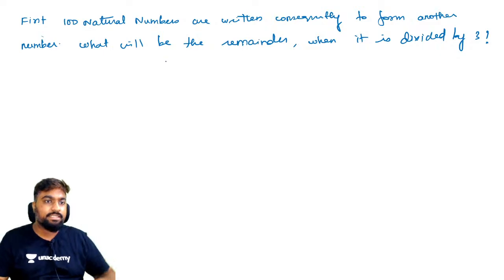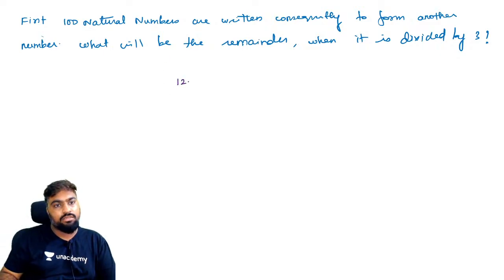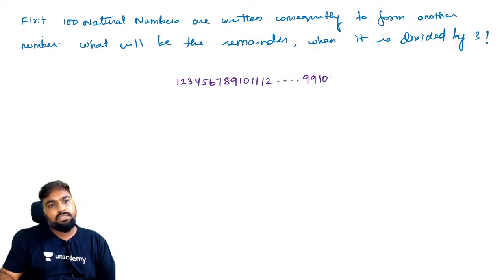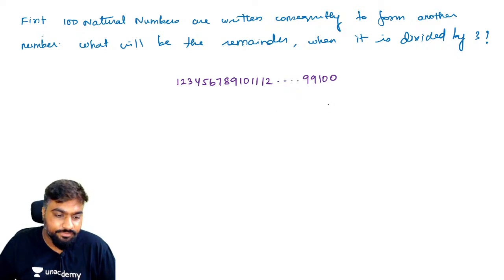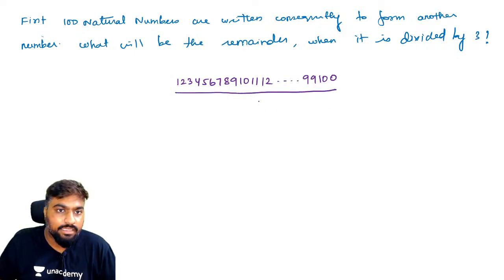So what does the question say? First 100 natural numbers, 1, 2, 3, 4, 5, 6, 7, 8, 9, 1, 0, 1, 1, 1, 2, and so on, all the way till 9, 9, 1, 0, 0. This is the number. This number when divided by 3, what will be the remainder, they are asking?